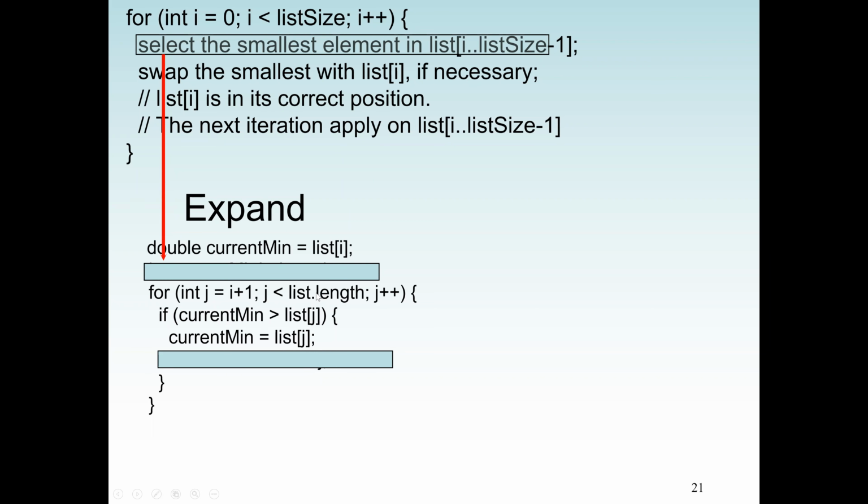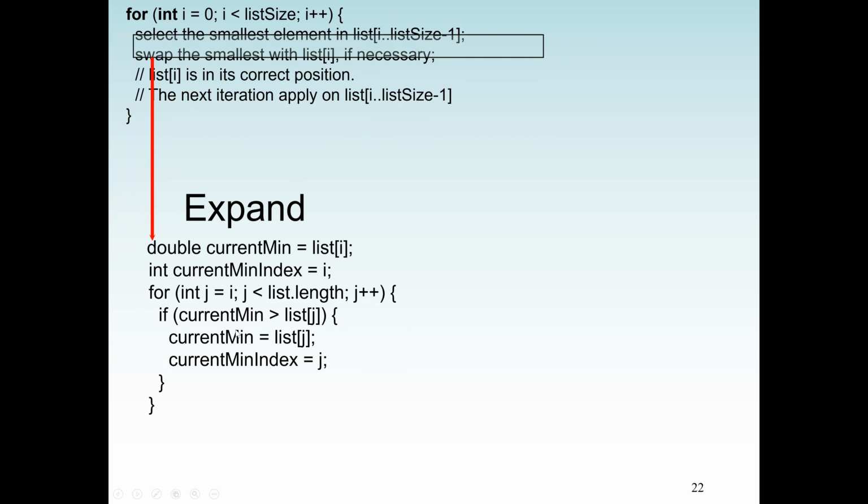The index will be less than list.length, which means if the size is 20, we go up to 19. And here we say, if the current minimum is greater than list[j], then we assign list[j] to the current min. So this section of code finds the minimum value for us. Later we are going to swap it. We can see the swap at the top: swap the smallest with the current list[i].